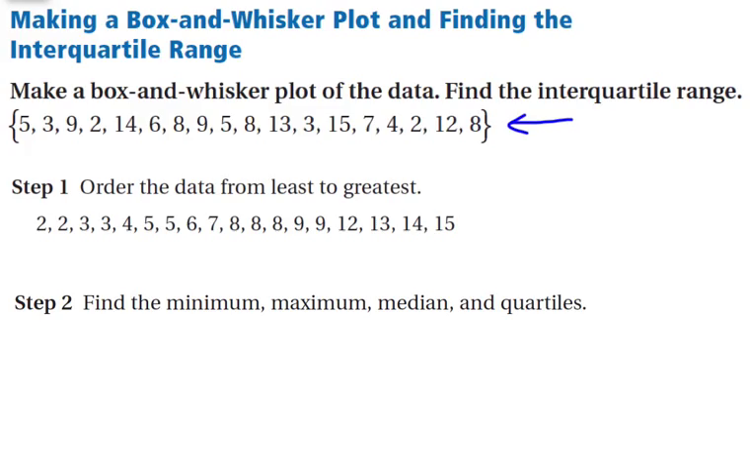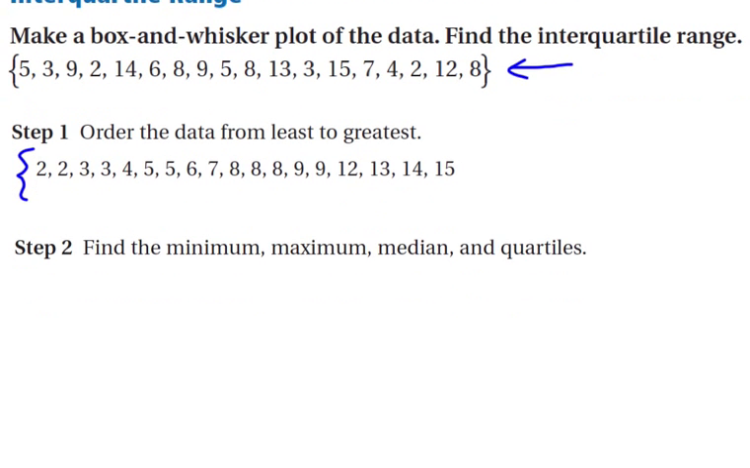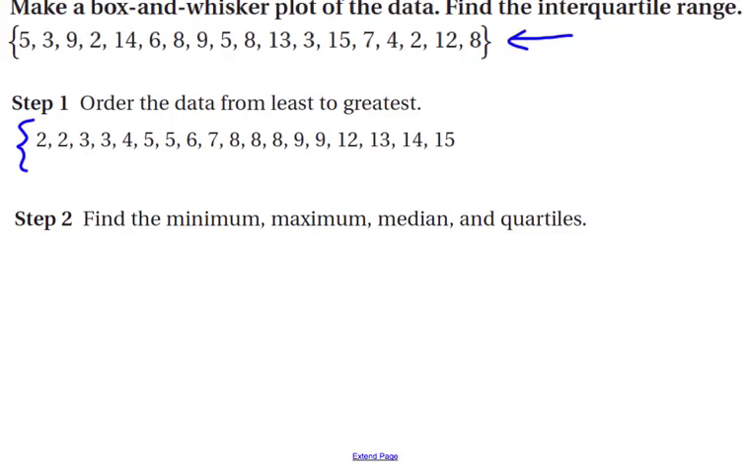And step 1 is to rearrange the order of the data from the smallest to the largest. I've already done that to save us a little bit of time on this PDF. All right, now we're going to find the 5-number summary. So we want to find the minimum, the maximum, the median, and the quartiles.